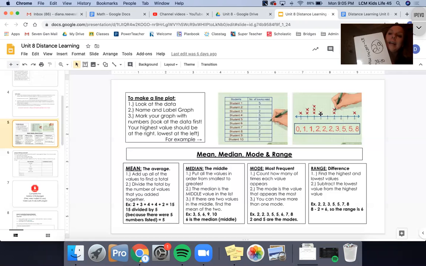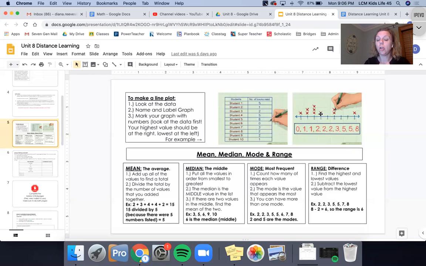Now, obviously 0.9 is not a whole book, so that's close to 3, right? But it kind of makes sense because not very many people read 8 and not very many people read none. Everybody's kind of in the middle. So that's my mean. Add up all the values to get a total, divide the total by the number of values that you added together. Okay, that's mean. Now we're going to move on to median.